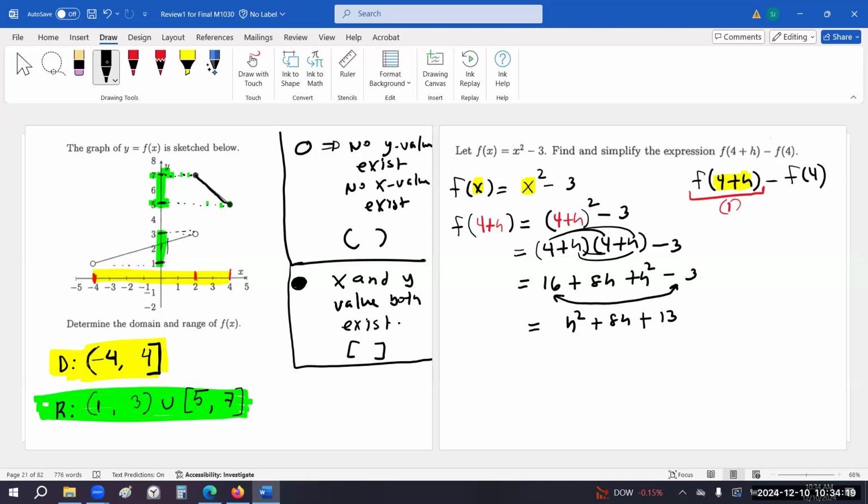Go ahead, Roger. Just plug in 4 to the original equation. Every time you see the x, you will replace it with 4. Perfect. So our second step, we need to find what is f of 4. In the original function, instead of x squared minus 3, we write 4 squared minus 3. So we have 16 minus 3, that gives us 13.